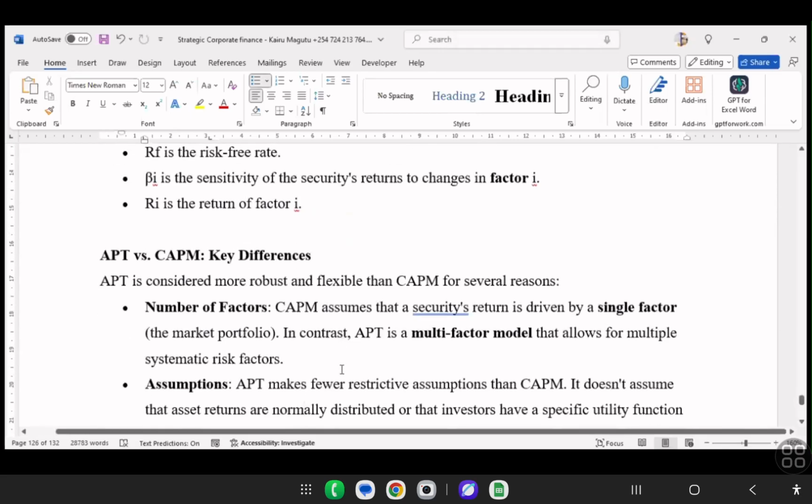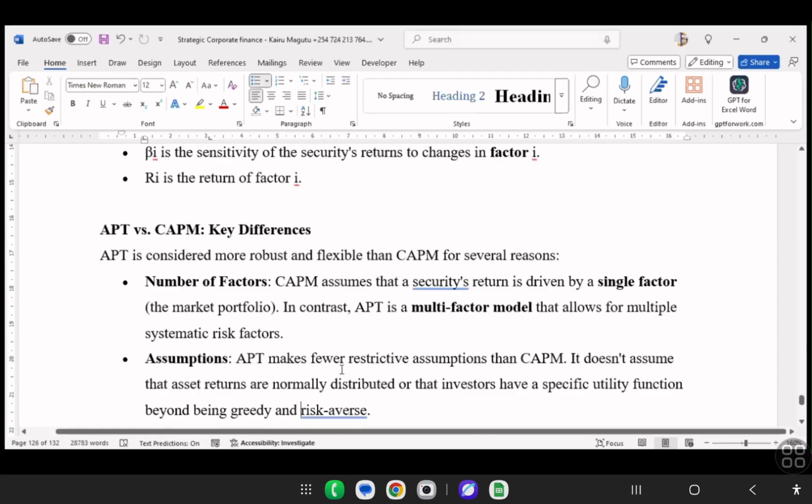But before then, let me compare the APT with the CAPM. APT is considered more robust and flexible than the capital asset pricing model for several reasons. Number one, number of factors. CAPM assumes that sensitivity return is driven by a single factor. Remember, we used only one beta factor, that is from the market portfolio. In contrast, APT is a multi-factor model that allows multiple systematic risk factors. That means we are considering more factors: inflation, interest rate in the market, political instability, global oil prices, the issue of the government policies, all of them.